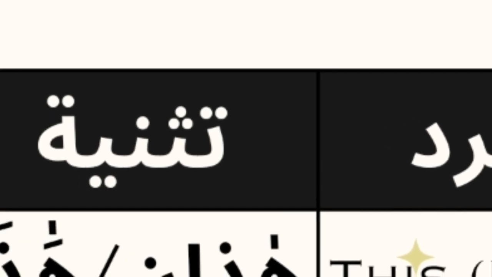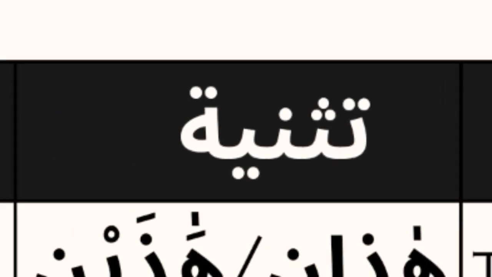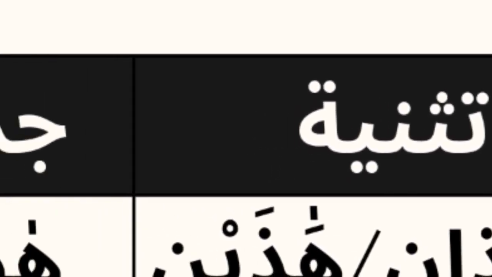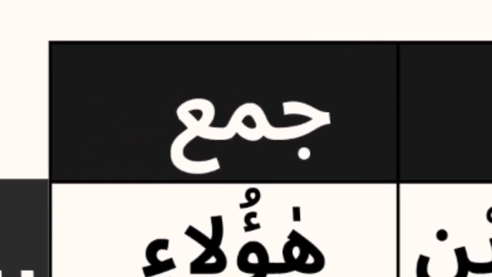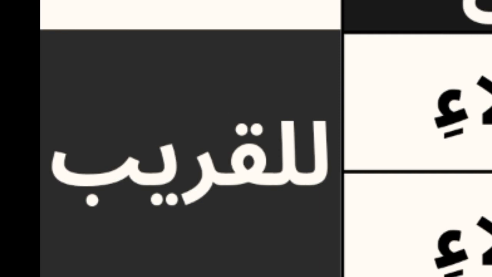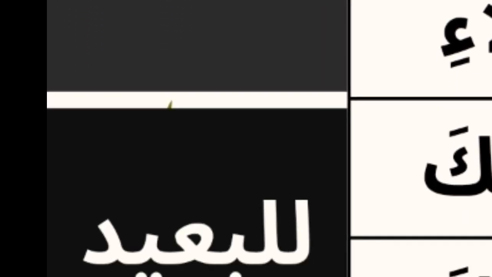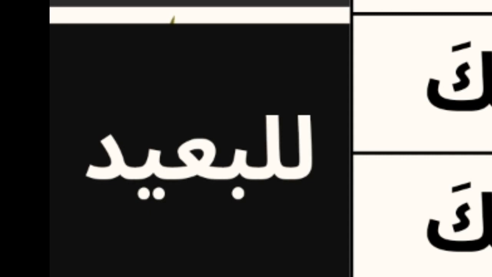First, let's note some new words. Singular means mufrad. Dual means tasmiyah. And then plural means jam'. Lil-qarib means near. Il-ba'id means far.